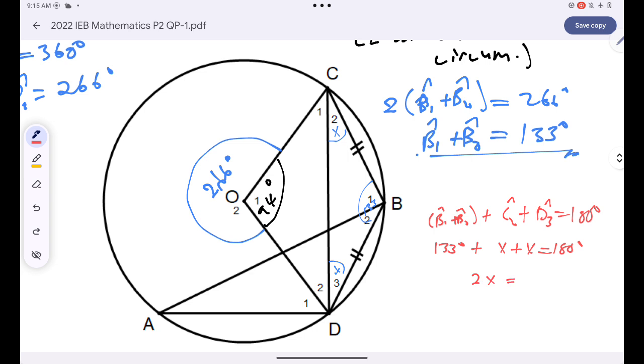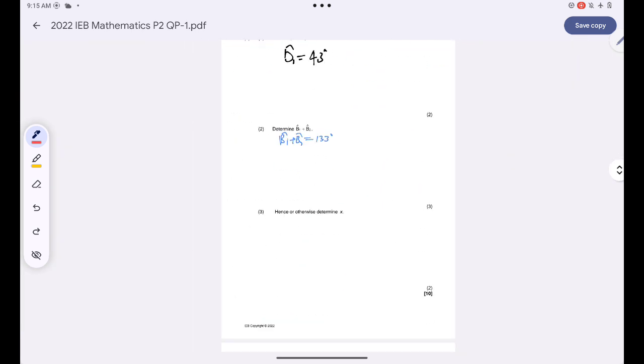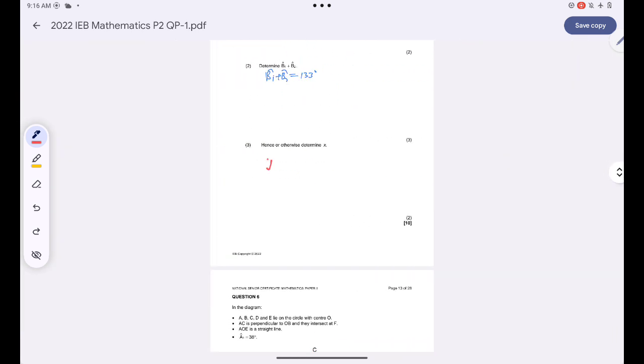So 2x is equal to 180 minus 133. 180 minus 133, I'll get 47 degrees. So x will be just 47 over 2, which can be written as 23.5. That's how you're supposed to find the angle of x there. x is 47 over 2, or just write 23.5 degrees.